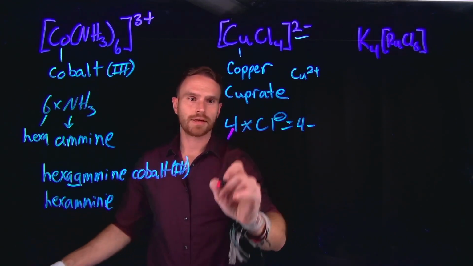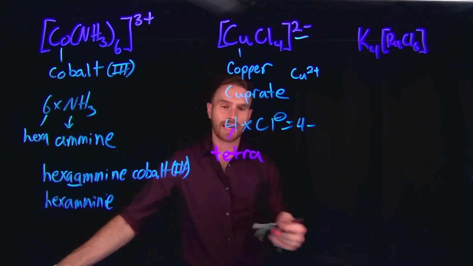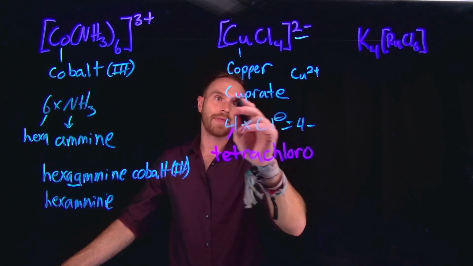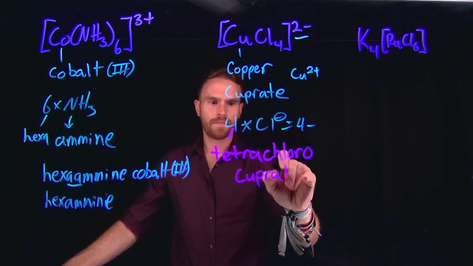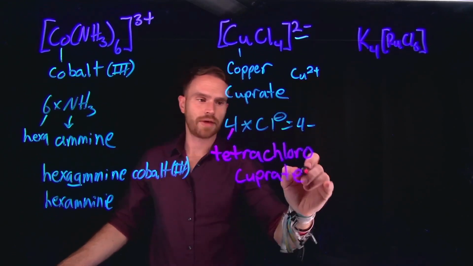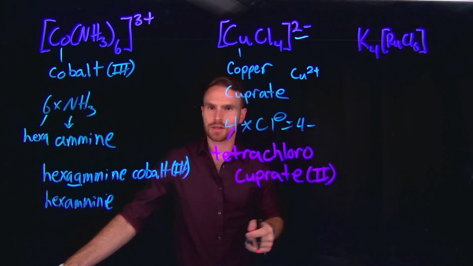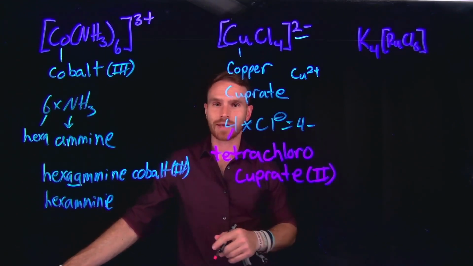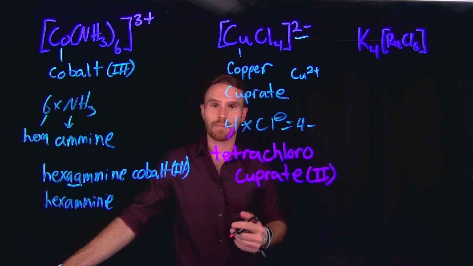Which means that now I have enough information to go in and name this. So I know that 4, the Greek prefix, is tetra. So tetra, the ligand is chloro. And then I know that this is cuprate. And I know that the charge of that metal is 2, and I need to indicate that. The reason that we indicate the charge is because transition metals can take on multiple charges. So it's important to indicate the oxidation state of the metal when naming coordination compounds and complex ions.